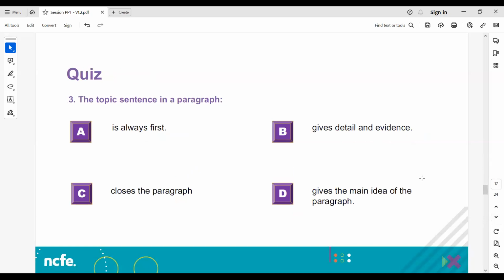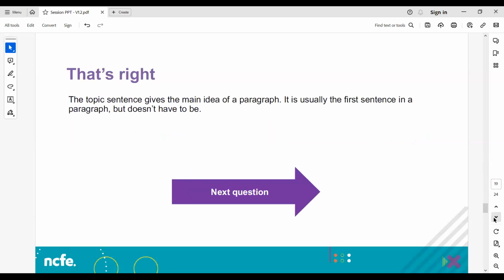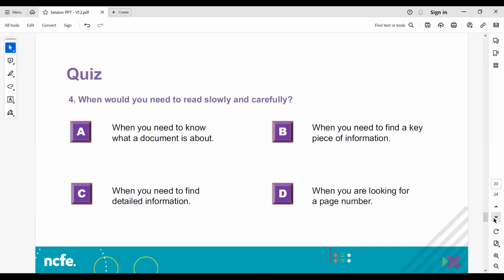So the topic sentence in a paragraph is always first, gives detail and evidence, closes the paragraph, or gives the main idea of the paragraph. Gives the main idea of the paragraph. Good. So it's usually the first sentence, but doesn't have to be.